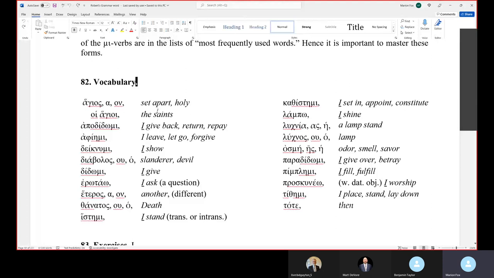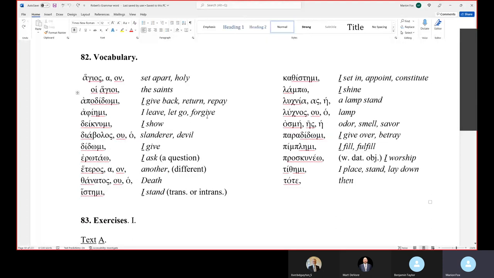Okay. I'm sorry. We have Hagios. Where did I lose you? The whole thing? We were following along in our documents. Okay. So Hagios is fully set apart. And Hosios that I typed up here is also translated holy.